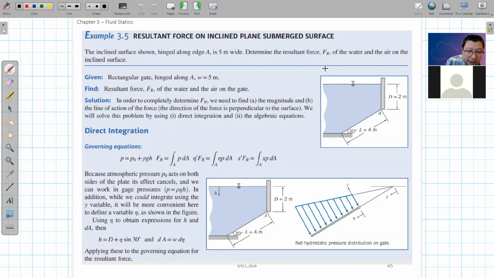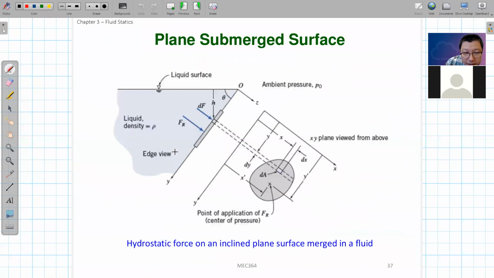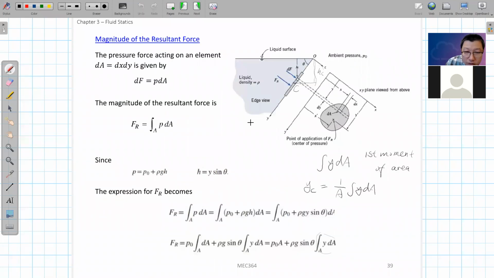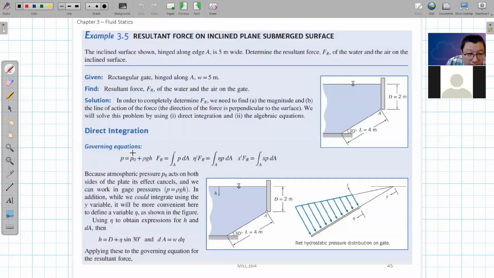First let's calculate the magnitude. How will we calculate the magnitude? Remember the magnitude is simply calculated as Fr equal to the integration of P over dA. So we have two ways to calculate this resultant pressure force. For the magnitude, we can either calculate it using this one, or we can calculate it from this one directly. Which way is better? Both are okay. Let's first use the first way.